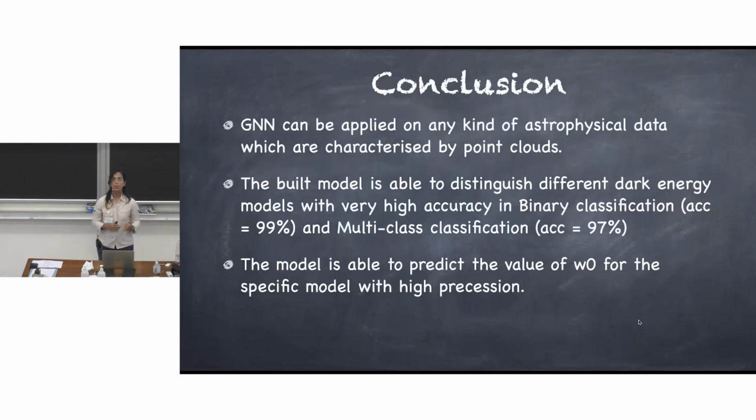With this, I would like to conclude that I hope I convinced you that graph neural networks can be applied to any kind of astrophysical data characterized by point clouds. The model we built here is able to distinguish different dark energy models in the case of W0 with very high accuracy in binary and multi-class classification, and is also able to predict the value of W0 with high precision.